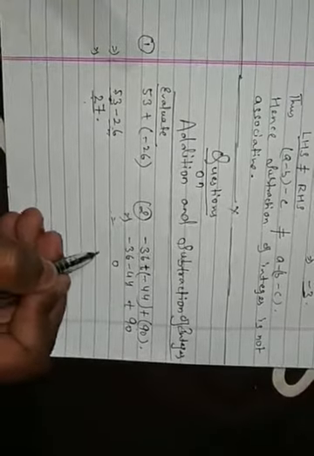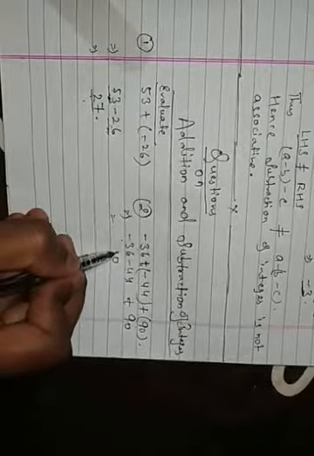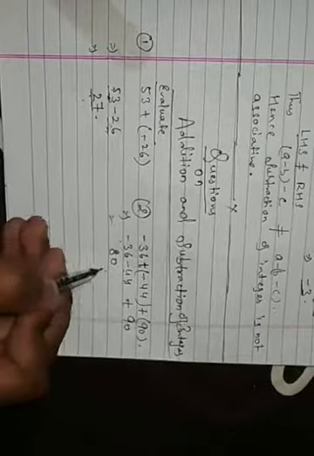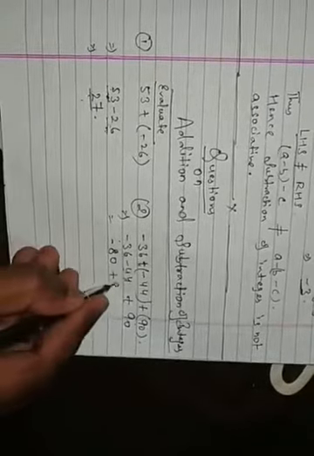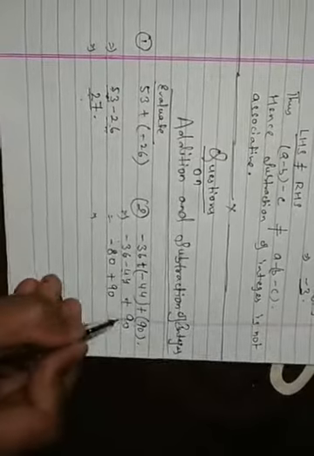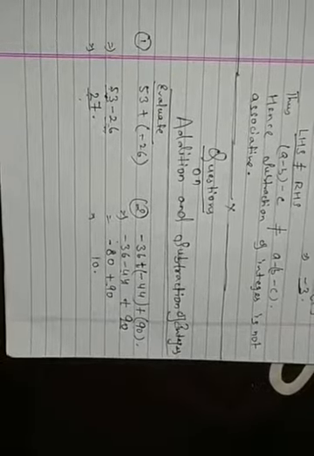6 and 4, 10, 0 carry 1. 4 and 3, 7, plus 1, 8. That is minus 80 and plus 90. Which one is greater? 90. 90 minus 80 will be equal to 10. Is it clear, everyone? Now let's move on to the next question.